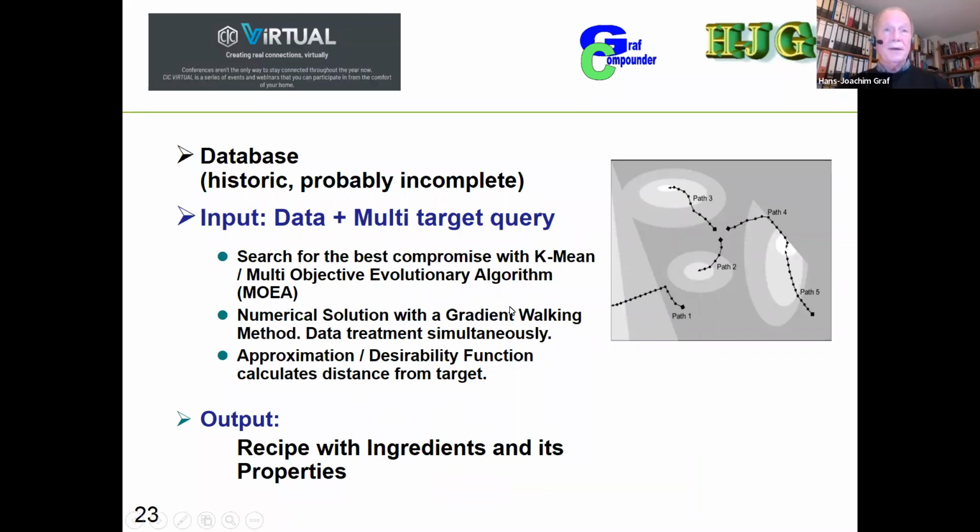And what the computer is doing, computer is fast, very fast today. The data are treated all at once simultaneously. So then you need to guide that towards the solution, and that's, as I said, the desirability function. And that calculates the distance from target in our program. So, and the output is a recipe with its properties.